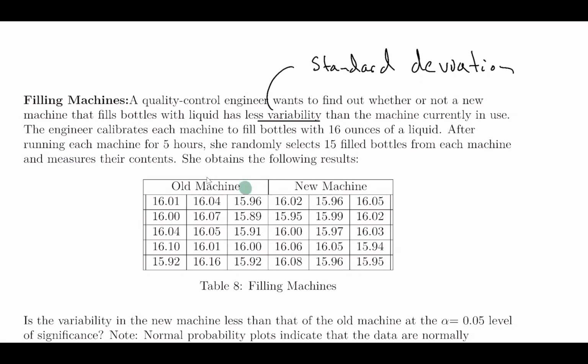All right. So my two populations are the old machine and the new machine. There you go. Perfect. So those are my two populations. So I'm gonna say the old machine is 1. I'm gonna say the new machine is 2.